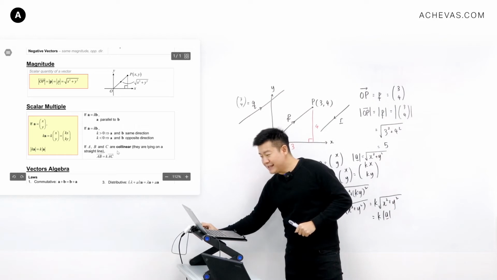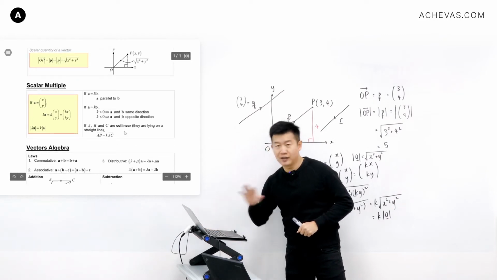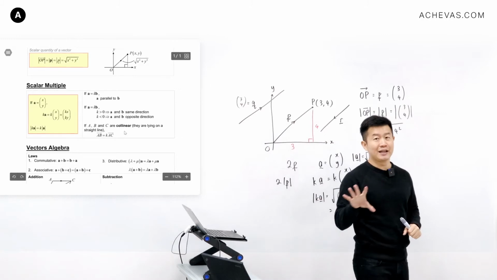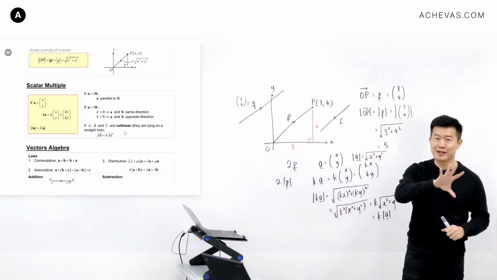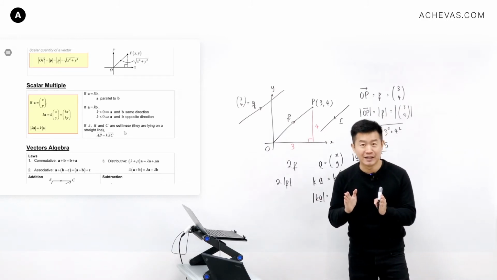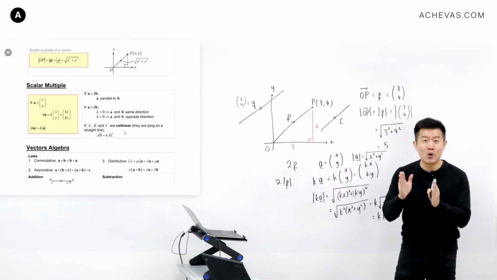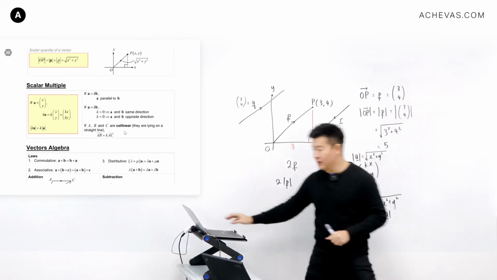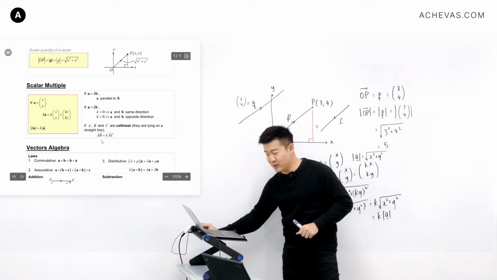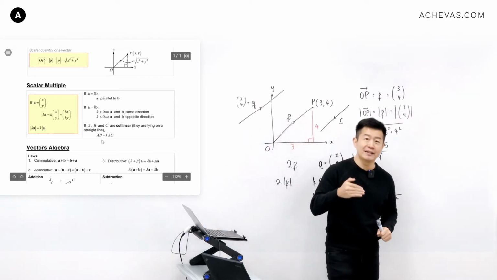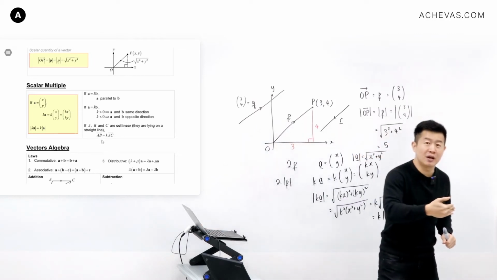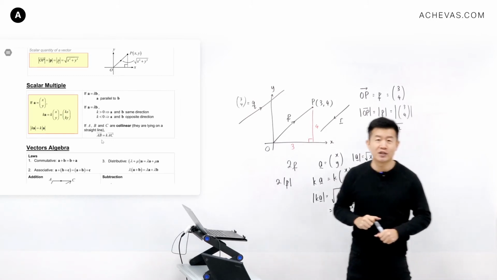And if A, B, C are lying on the same straight line, there's this new word that maybe you have never come across. It is collinear. So if A, B, C are collinear, that means they are lying on the same straight line. I have this as a result: AB is equal to k AC. That means AB is going to be parallel to AC. I'm going to talk about this in a short while also.